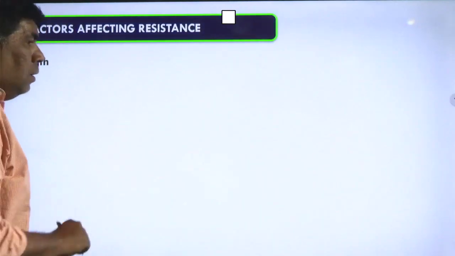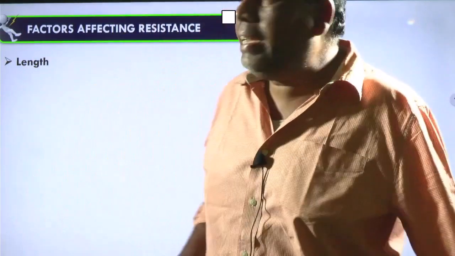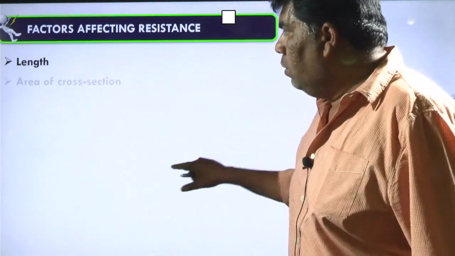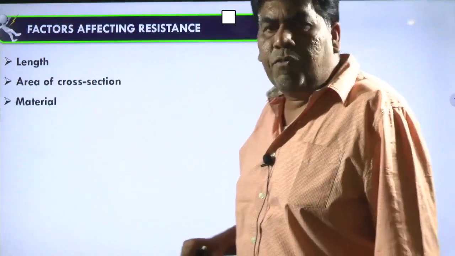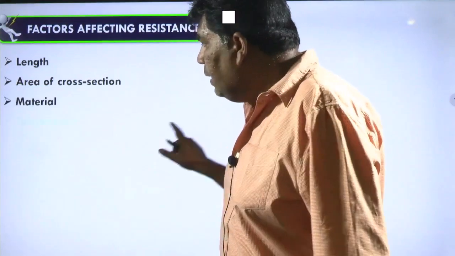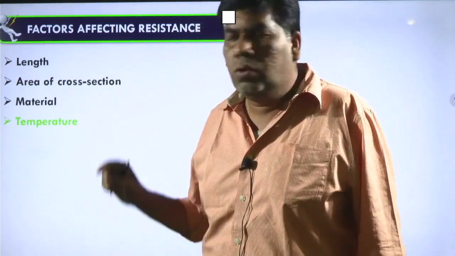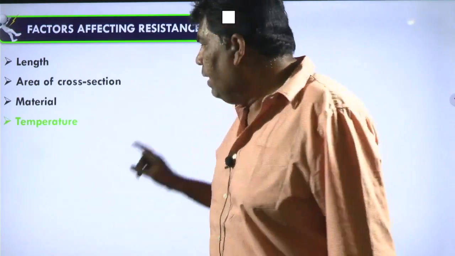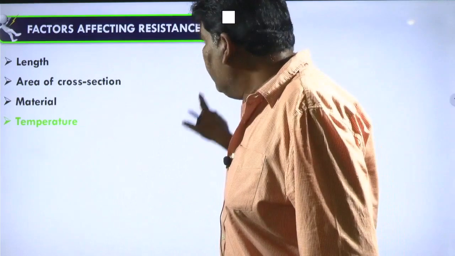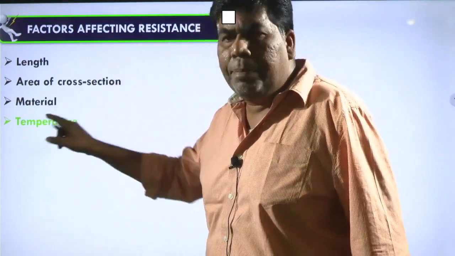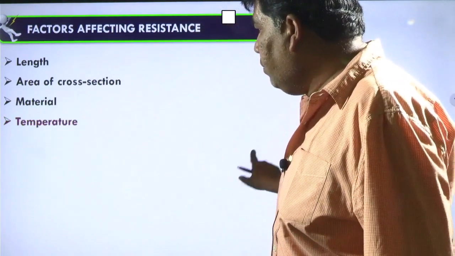Next, children. This resistance is affected by some factors. One is the length of the conductor. Second, the area of cross section of the conductor. Next, the material by which the conductor is made. And finally, the temperature in the surroundings. This resistance R mainly depends upon these 4 factors.